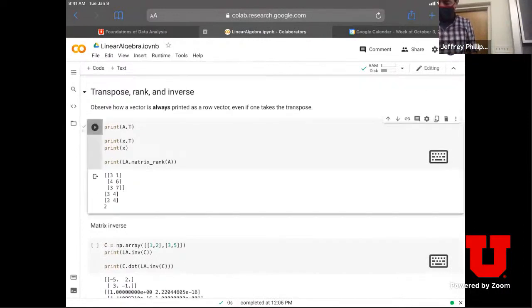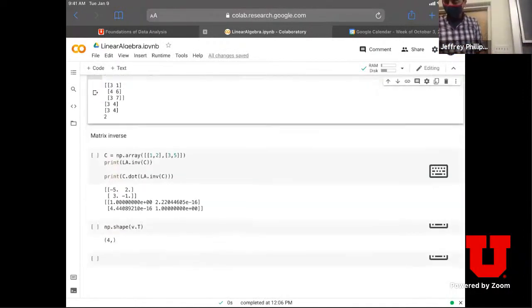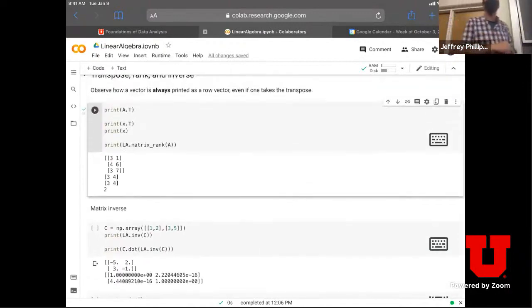Yeah, transpose is dot T. Again, perhaps confusingly, it always prints a vector as a row. 3, 4 here. It always printed the row vector. So even though I transposed it, it says you want to print this as a row because printing column vectors is very tedious. It takes a lot of space, so it always prints it as a row. And then the rank we will talk about, and the inverse we'll talk about in the next lecture. Maybe I can review this and take any questions next lecture on this NumPy stuff.